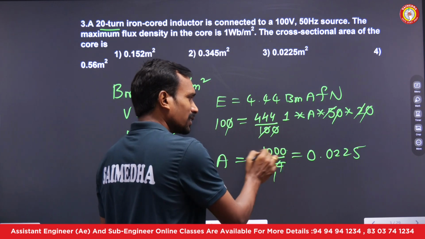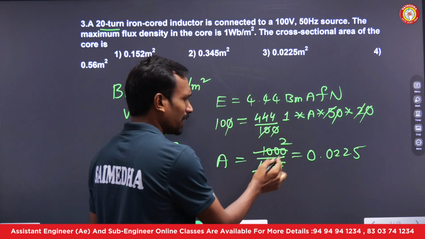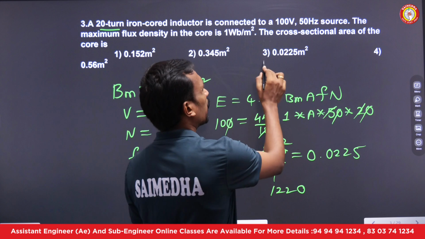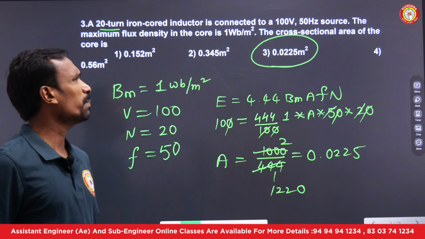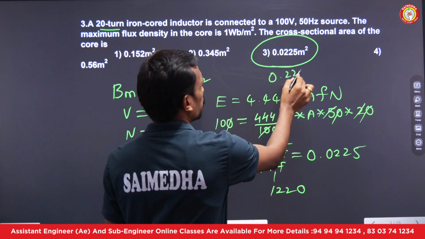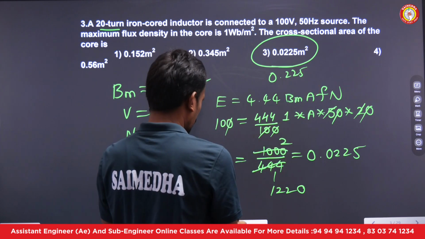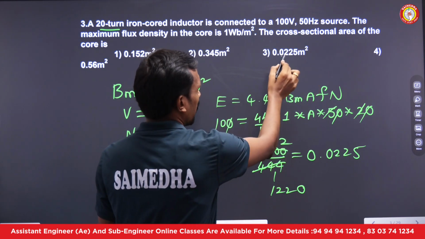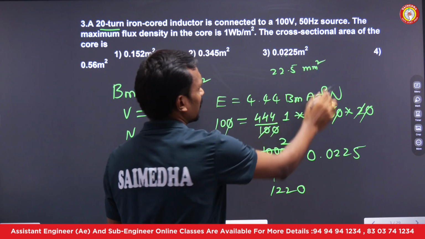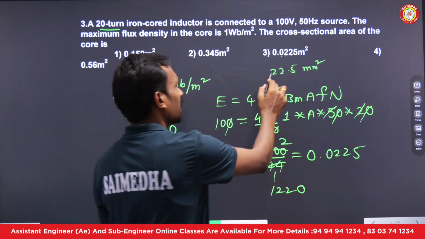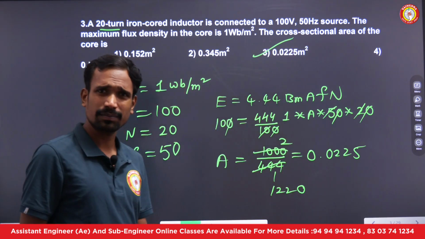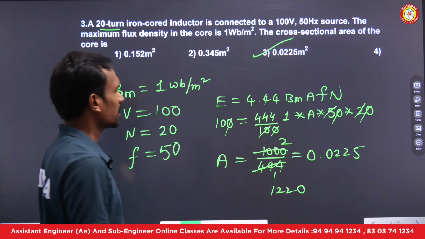If you calculate this value, you will get 0.0225 meter square, or 22.5 millimeter square in terms of millimeter square. But as per the options, we can take it directly. So this is your answer. Next, fourth question.